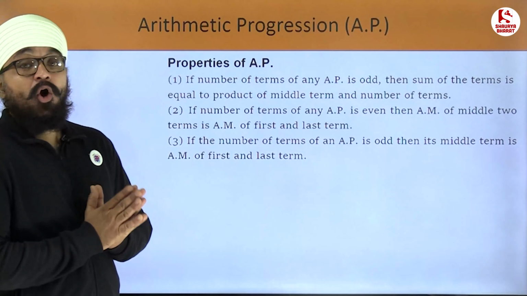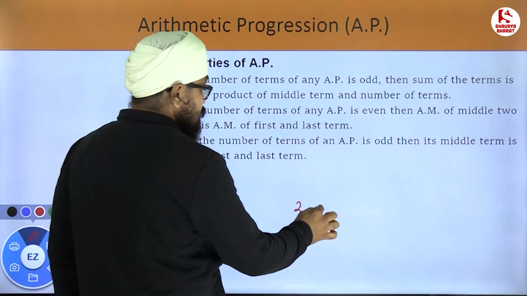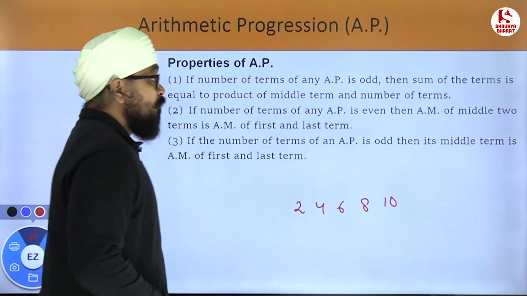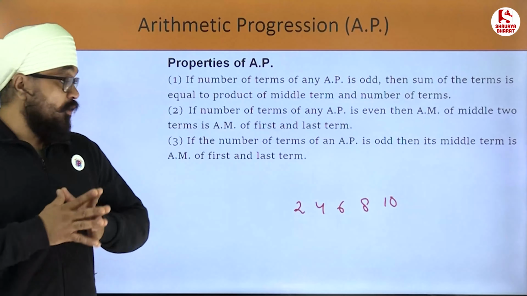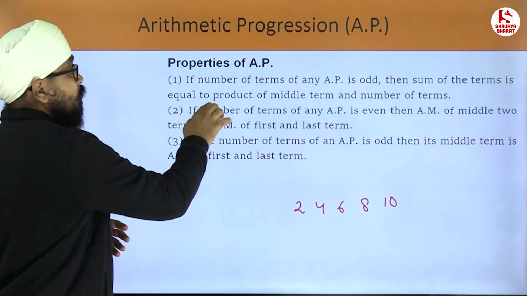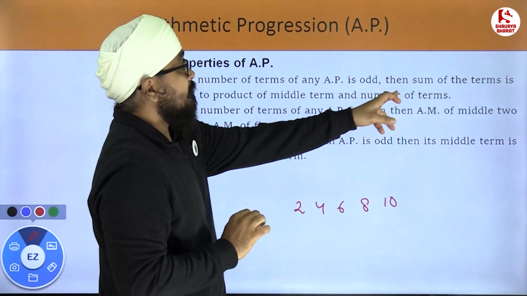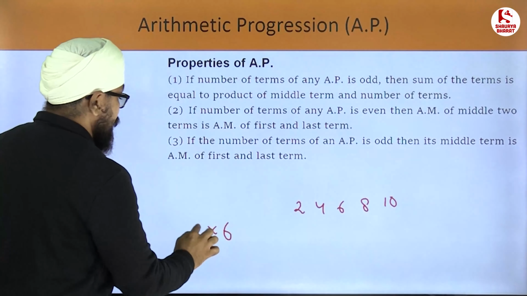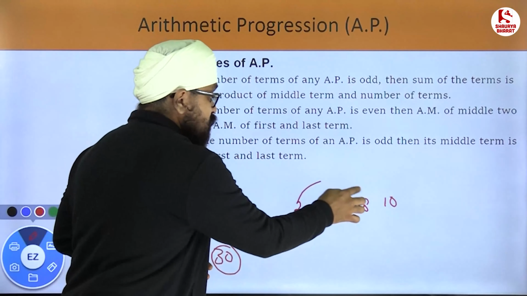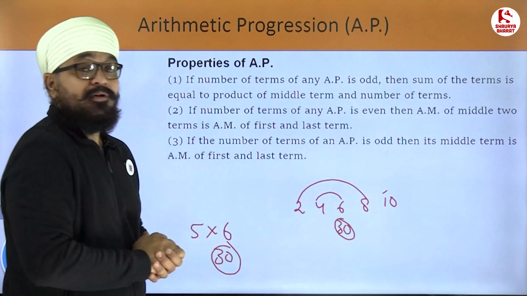That means if you have an odd number of terms, say for example 2, and I keep adding 2: 4, 6, 8 and 10. We want to find the sum of the terms. What will be the sum? It is clearly written: the sum is equal to the product of the middle term, which is 6, and the number of terms. How many terms are there? 5. So we have a direct result, 30. No need to count it. We can see that this pair is 10, this is 10, this is 10, so the sum is actually equal to 30.